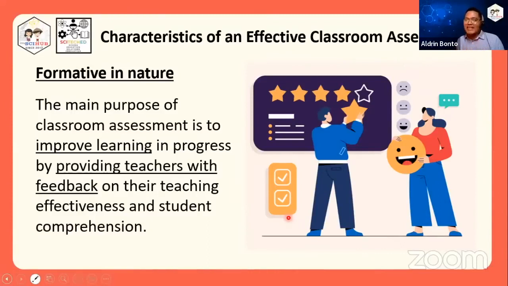So by providing teachers with feedback on their teaching effectiveness and student comprehension. For example, if most of your students have a high score, then you're going to reflect, 'di ba? Am I teaching properly or sobrang dali lang ng examination ko kaya sila mataas yung score? Or sometimes naman sobrang baba ng score ng students, mag-iisip ka eh, saan kaya ako nagkamali or saan kaya ako kailangan mag-improve? So that's one of the effective classroom assessments.